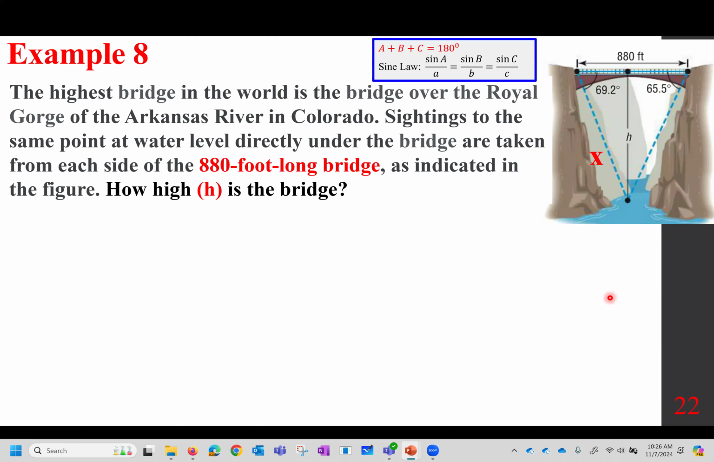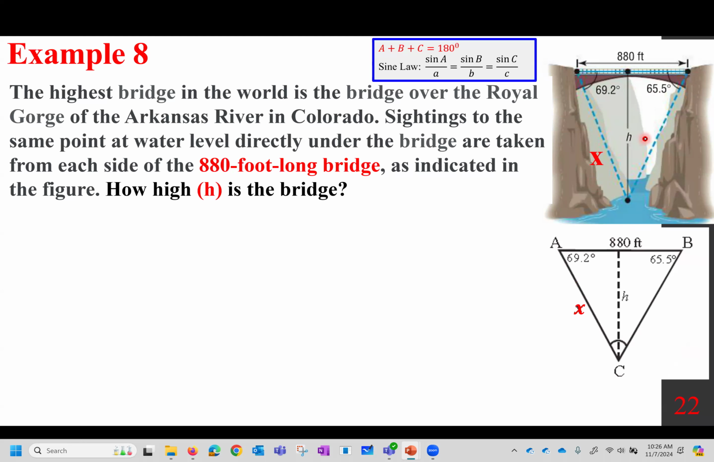Now let's do this drawing here so it becomes clear. So we are going to look at this triangle only, and we're going to call it ABC. This distance is 880 feet. There's nothing brand new. This distance is H. This distance, we called it X. This angle is 69.2 degrees. This one is 65.5 degrees. But ABC makes it easy to work with. This one, let's call it D.